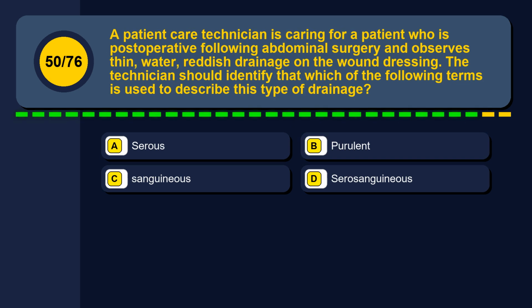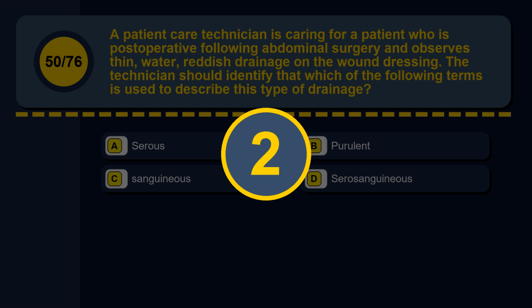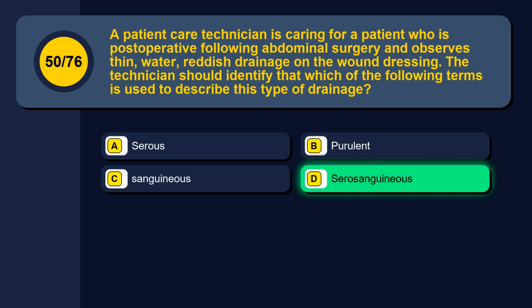Question 50. A patient care technician is caring for a patient who is postoperative following abdominal surgery and observes thin, watery, reddish drainage on the wound dressing. The technician should identify that which of the following terms is used to describe this type of drainage. Option A, serous. Option B, purulent. Option C, sanguineous. Option D, serosanguineous.